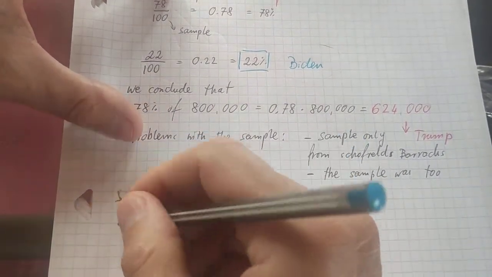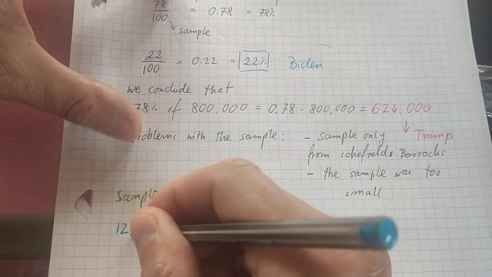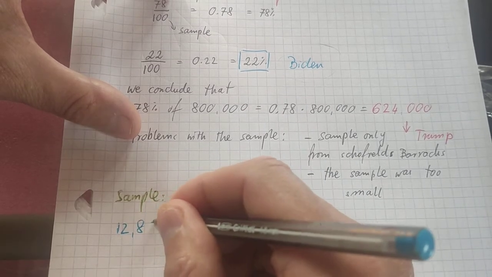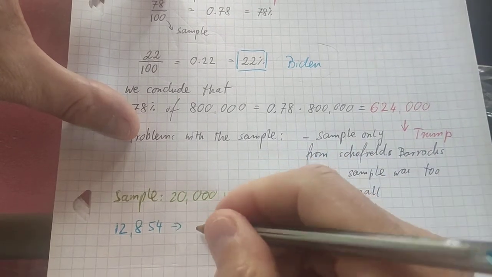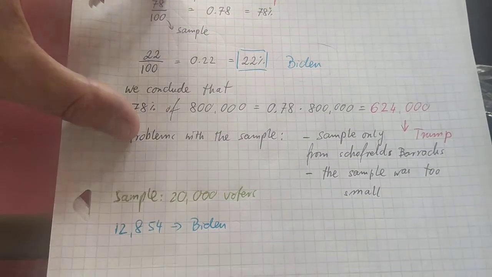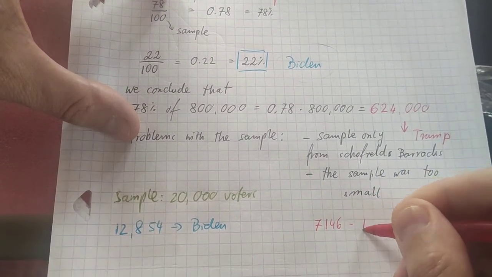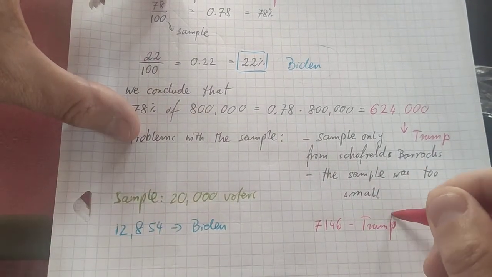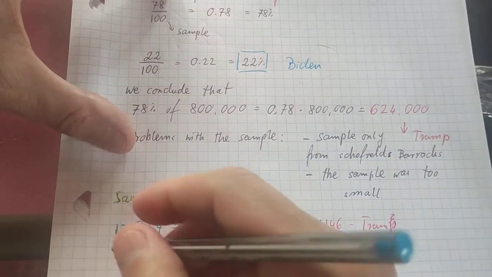This time we found that 12,854, right, will vote for Biden, and 7,146 for Trump. Okay, and yeah, we can calculate the percentage, right?